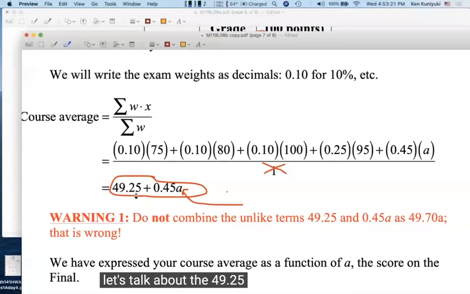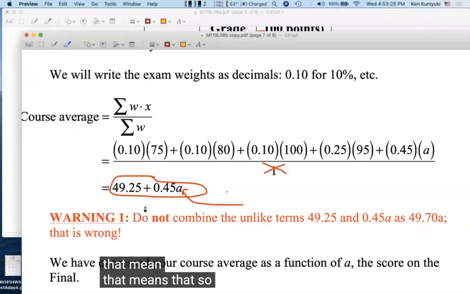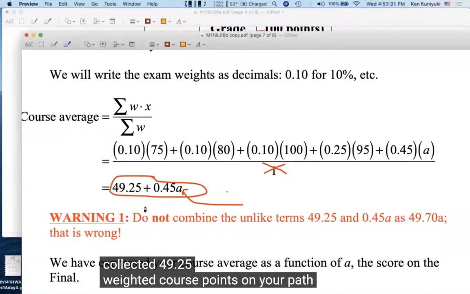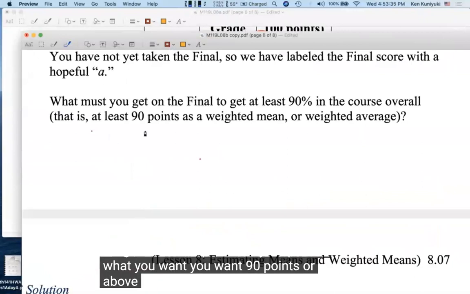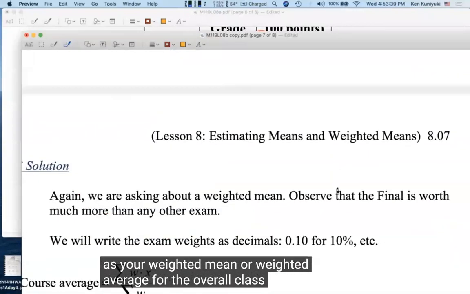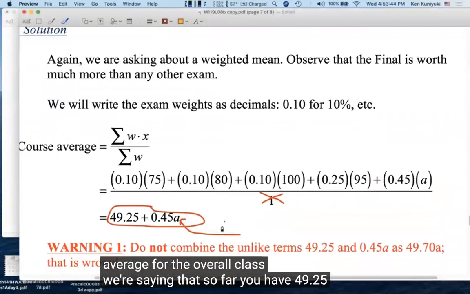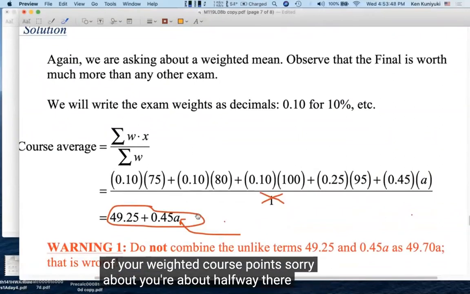Let's talk about the 49.25. What does that mean? That means that so far, you have collected 49.25 weighted course points on your path to, what do you want? You want 90 points or above as your weighted mean or weighted average for the overall class. We're saying that so far, you have 49.25 of your weighted course points. So you're about halfway there.